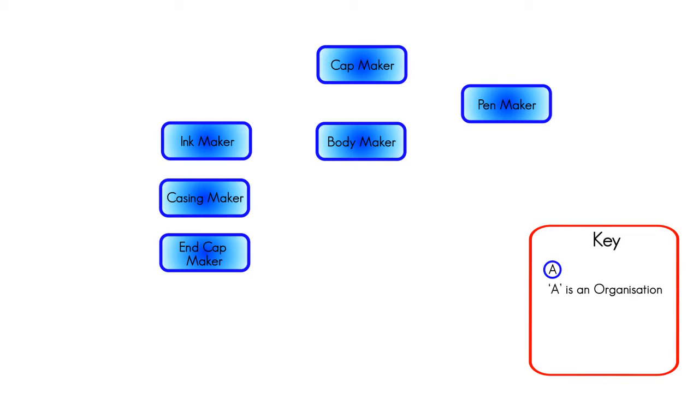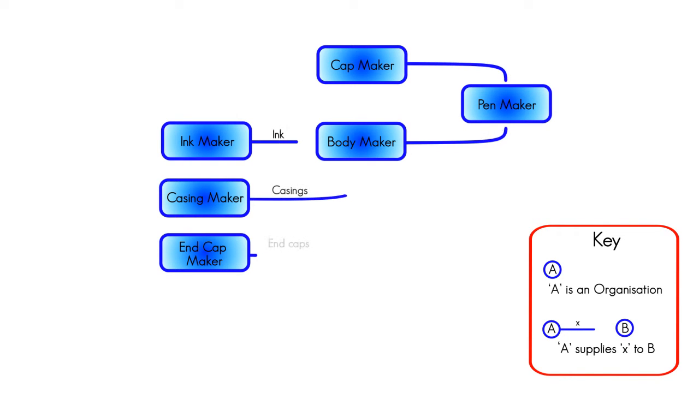Now let's add some relationships between these organisations. Go back to the key and we need to add a new symbol for this. So I'm going to use the same one from the previous video to do with quantities, but replace N with X. This now reads, organisation A supplies X to organisation B.